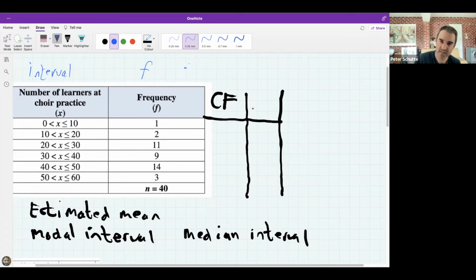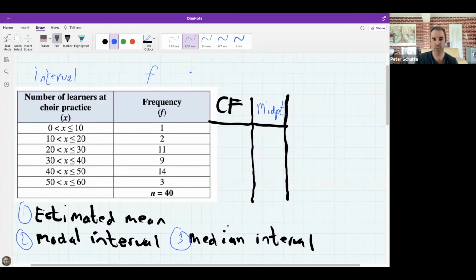Aha, Nobuseto, yes, it's the midpoint. So sometimes we had to calculate the cumulative frequency, sometimes we had to calculate the midpoint. Now, which of these three measures that we were calculating did the midpoint help us with? The estimated mean would be 1, the modal interval would be 2, and the median interval would be 3. Which of these three did the midpoint column help us with?